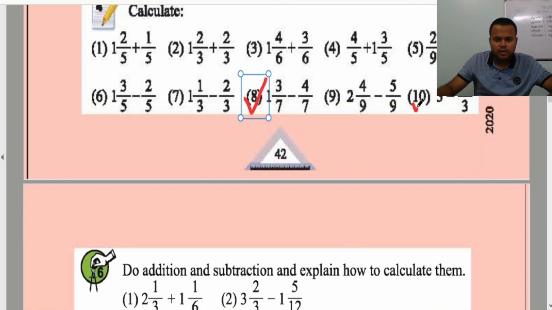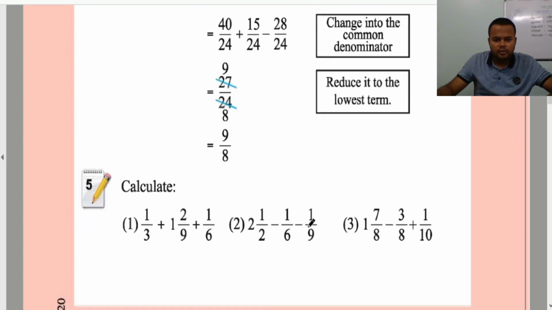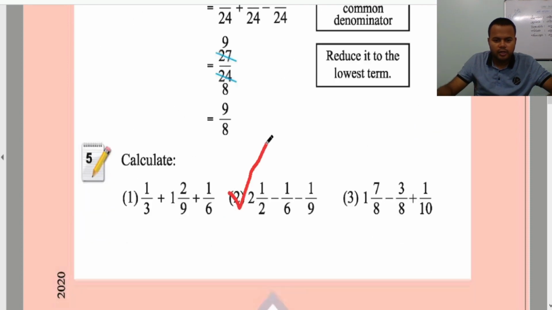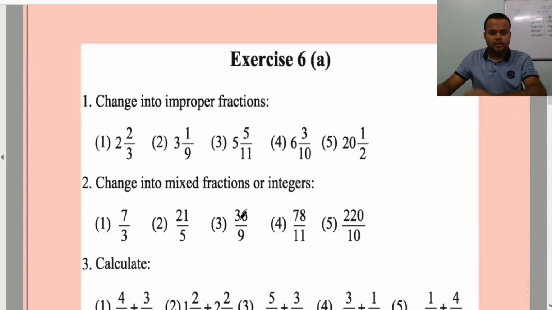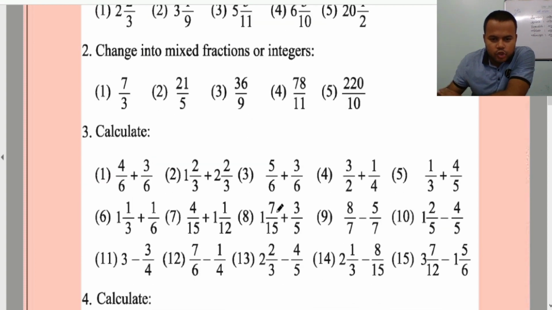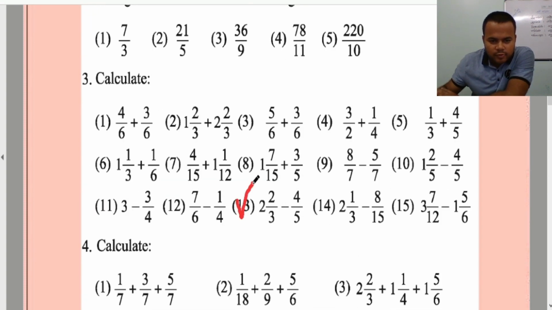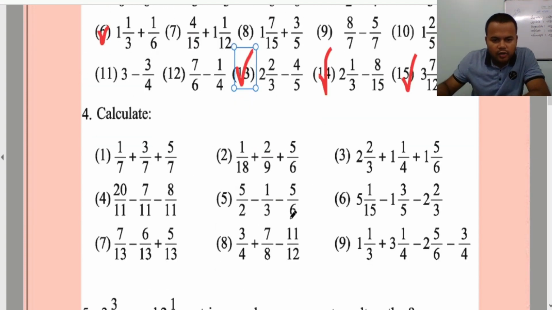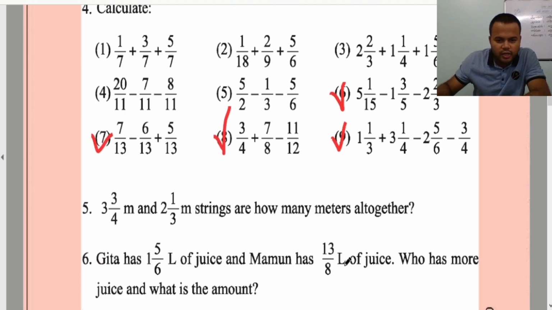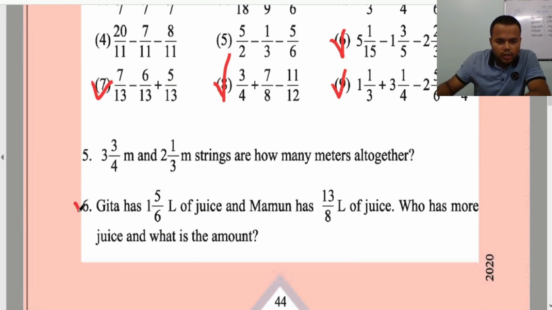From this question 8, 10, and also here calculate number 2, number 3. Now exercise 6a. From this exercise you have to practice some problems, that is number 3, 13, 14, 15, and also number 6. Now number 4, that is 6, 7, 8, 9. Okay, and here number 5, number 6.